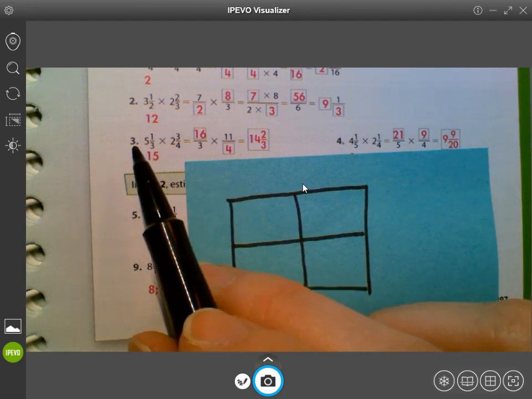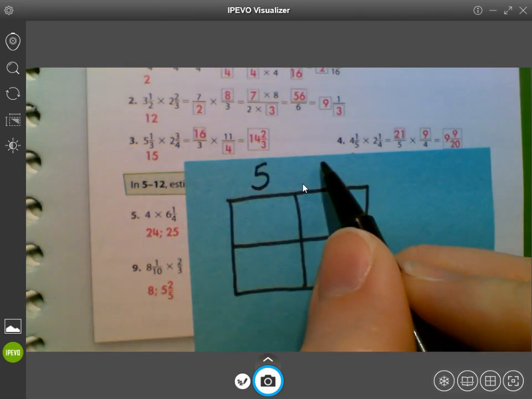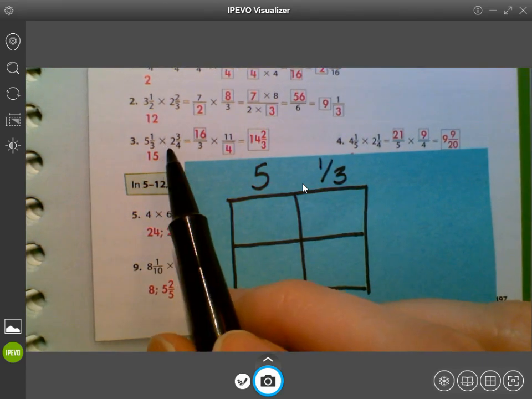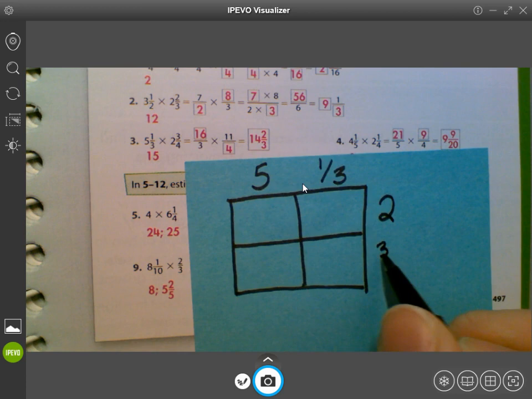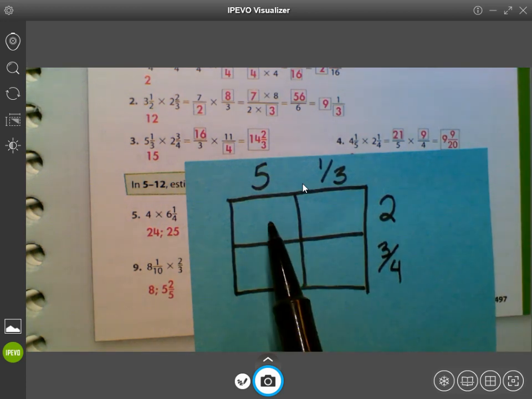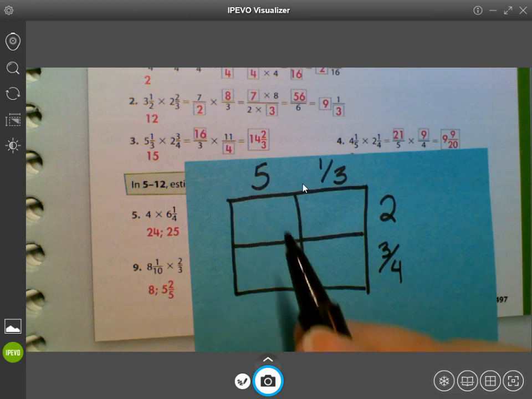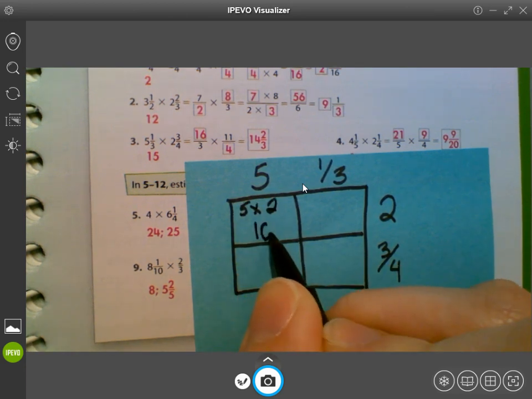All right. So 5 and 1/3, I would break it into the whole number 5, and then 1/3. And then along the right, I would break 2 and 3/4 into the whole number 2, and then the fraction 3/4. Then I go through and I just multiply. So 5 times 2 for this box is 10. I'm going to circle it so I know that's the number I got here.